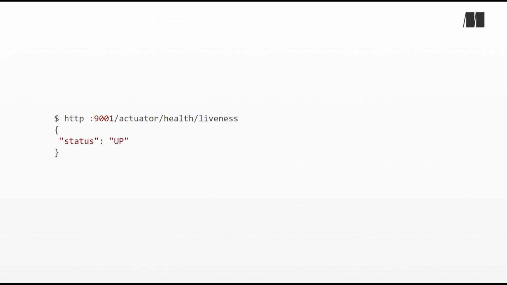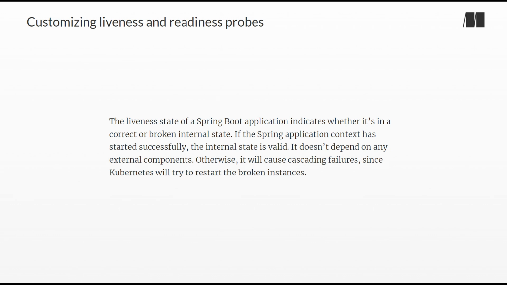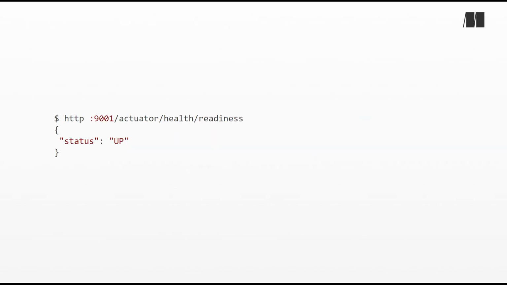See this code? The liveness state of a Spring Boot application indicates whether it's in a correct or broken internal state. If the Spring application context has started successfully, the internal state is valid. It doesn't depend on any external components. Otherwise, it will cause cascading failures, since Kubernetes will try to restart the broken instances. Finally, check the result for the readiness probe endpoint.